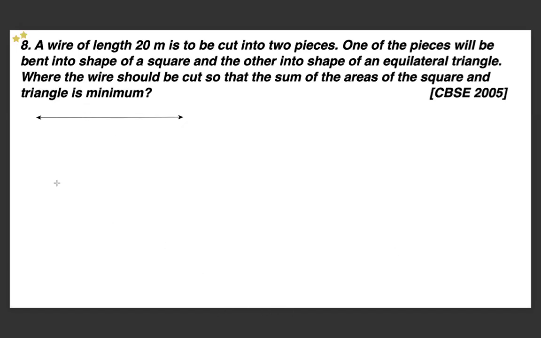So in this question, we have been asked that we have a wire of length 20 meter. This wire of complete length 20 meter is to be cut into two pieces. We have cut this wire into two pieces. The first piece is x meter and the other piece will be 20 minus x meter. These are the two parts of the wire we have cut. First is x meter and the second is 20 minus x meter.